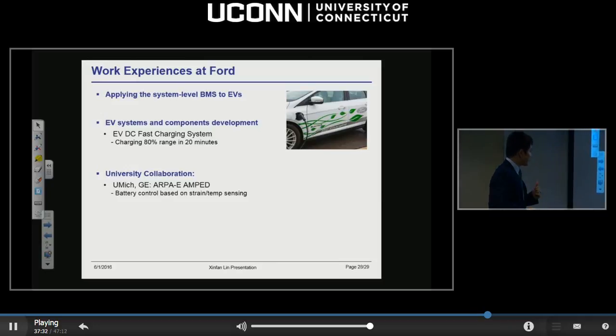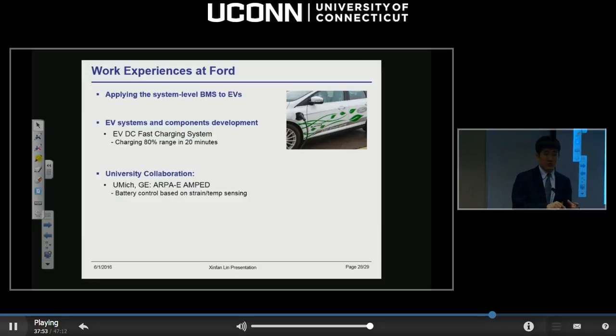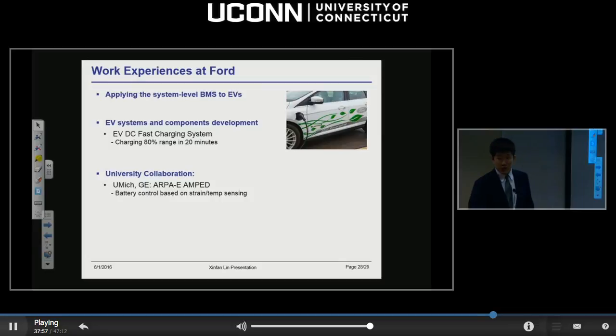In this project, we study how to improve battery control by using a novel sensor developed by GE, which measures the internal strain of the battery during operation. Because we know that when we charge and discharge the battery, the electrode will expand and shrink. So it will create stress inside the battery. And this stress and strain is one of the major reasons for battery degradation. So this project is about how we can use this information to improve battery control, mitigating battery degradation.